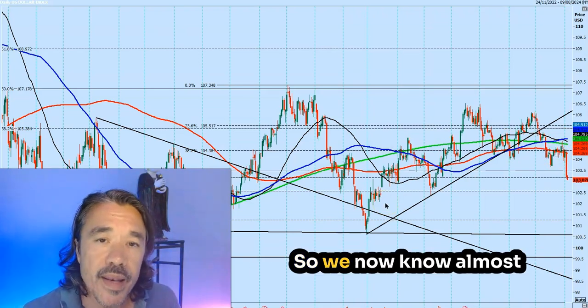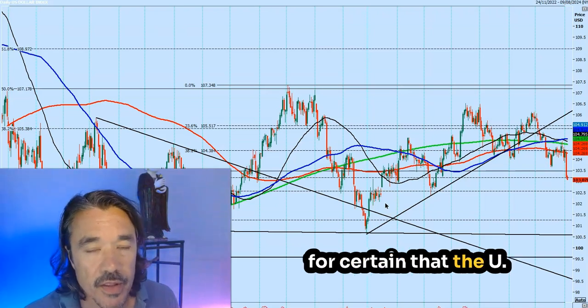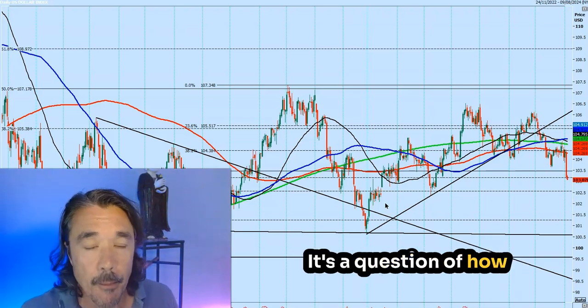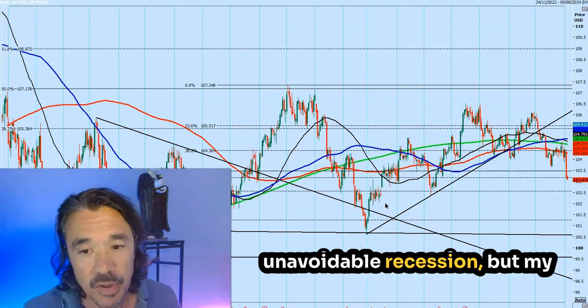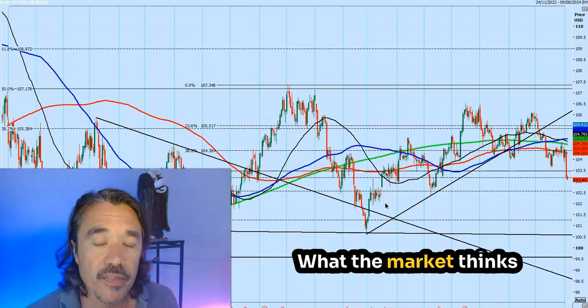So we now know almost for certain that the US economy is weakening. It's a question of how much it is weakening. I think we're heading for an unavoidable recession, but my opinion doesn't really matter. What the market thinks is what's important.